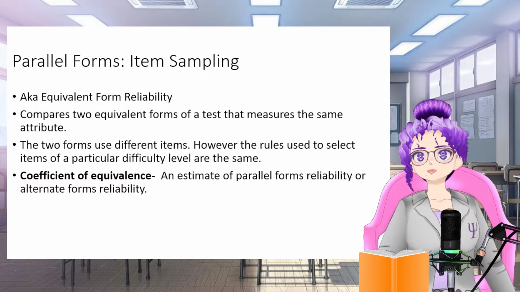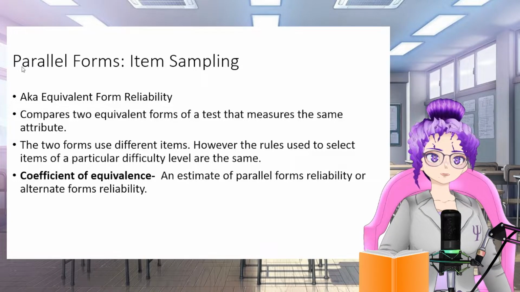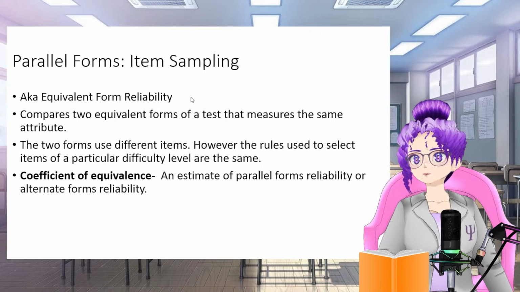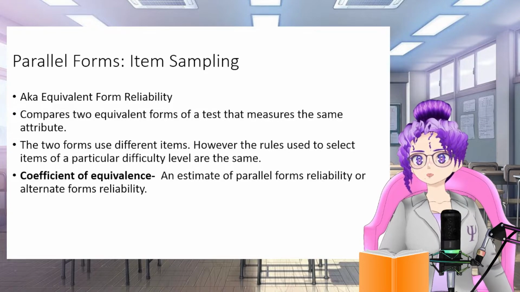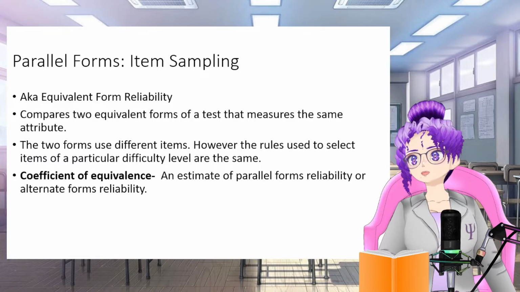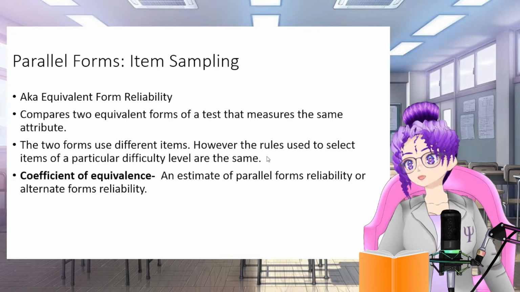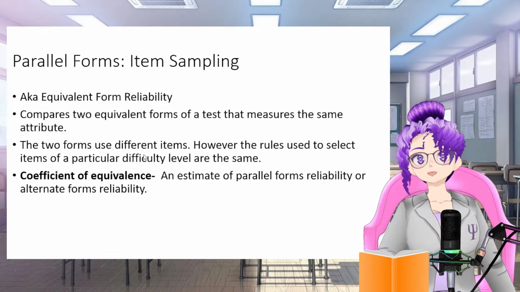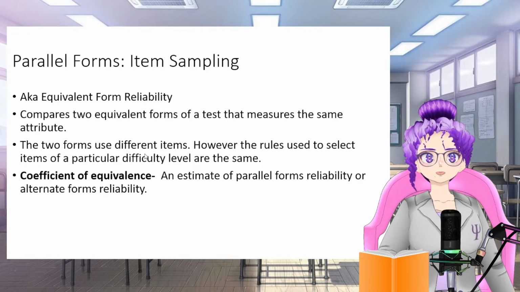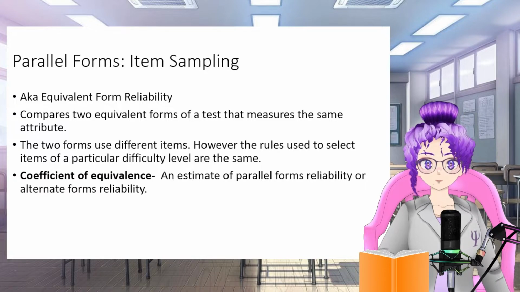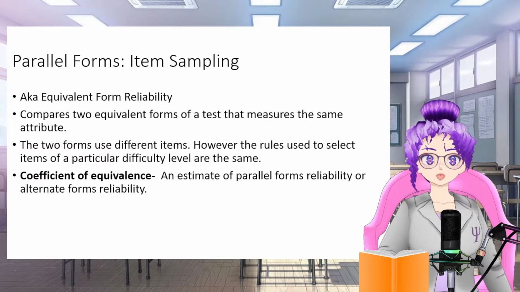We also have another method, which is parallel forms. This is item sampling. It compares two equivalent forms of a test that measures the same attributes. The two forms use different items. However, the rules used to select items of a particular difficulty level are the same. The coefficient of equivalence is an estimate of parallel forms reliability or alternate forms reliability. In parallel forms, we have two different tests with the same content and the same difficulty, and then we try to evaluate how equivalent they are.